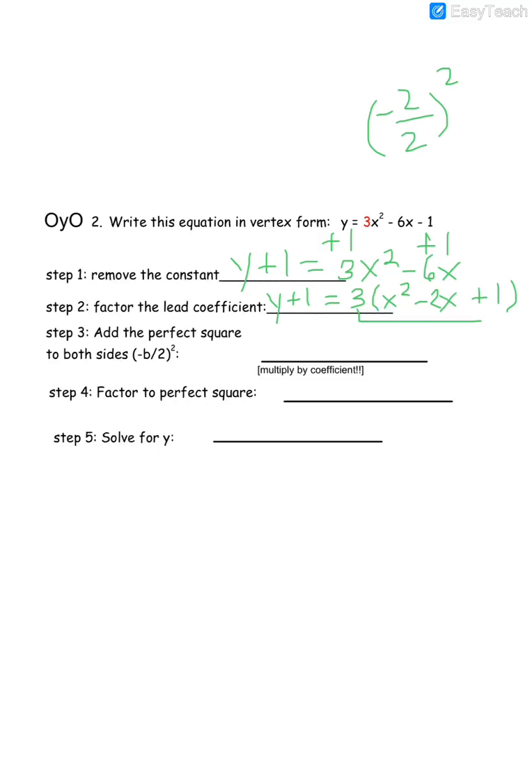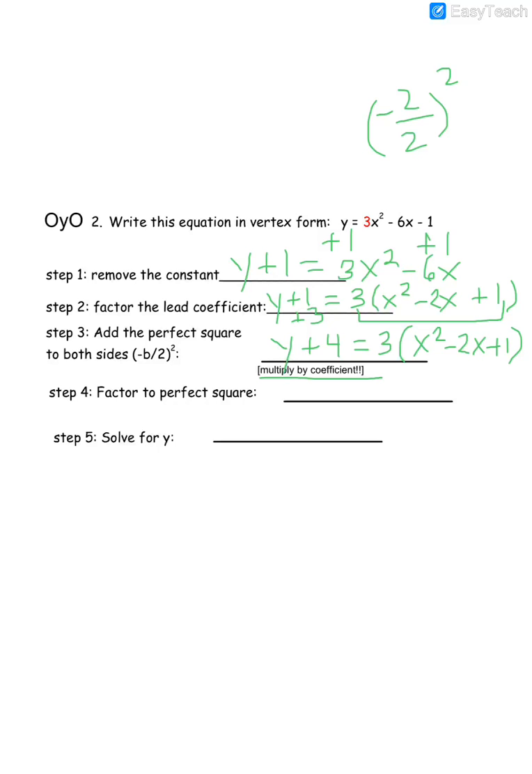Instead, I'm going to multiply this and this. See how it says multiply by coefficient? So I'm going to do that. So technically, I have to be adding 3. So now I get y plus 4 equals 3 parentheses x squared minus 2x plus 1.